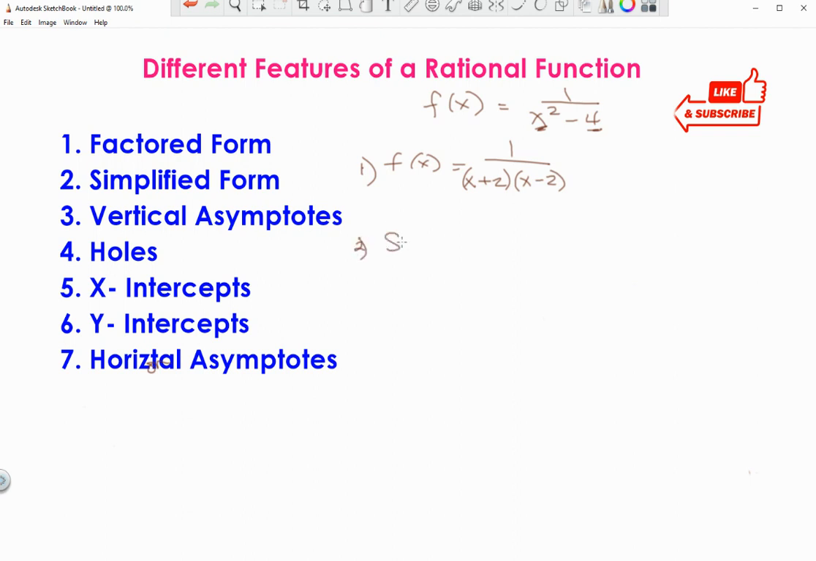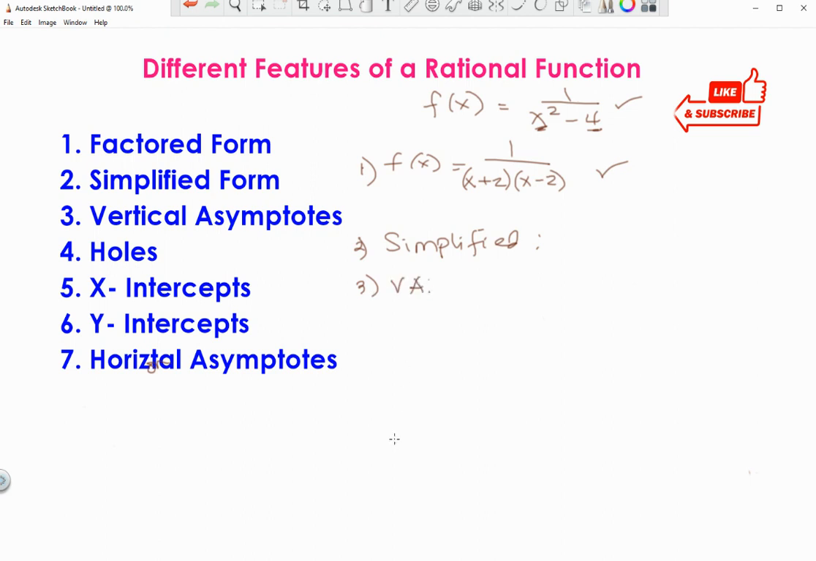Number 2, simplified form. Do you have anything that you can cancel from the numerator and denominator? Nothing really. So this is the simplified form. Okay, next one.